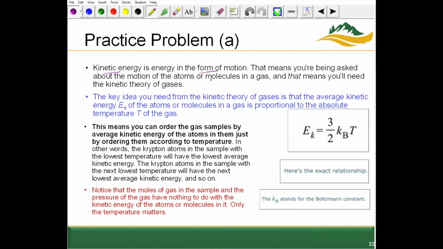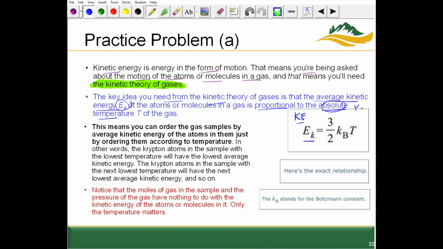It's energy in the form of motion. That means we're being asked about the motion of the atoms or molecules in a gas. If we're looking at the motion of molecules or atoms in a gas, we're talking about their kinetic energy. Therefore, we're talking about the kinetic theory of gases. The key idea we need from the kinetic theory is that the average kinetic energy, also sometimes denoted as E sub K or KE, of the atoms or molecules in a gas is proportional to their absolute temperature. What does this absolute mean?